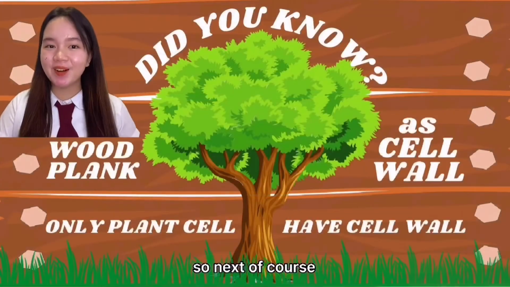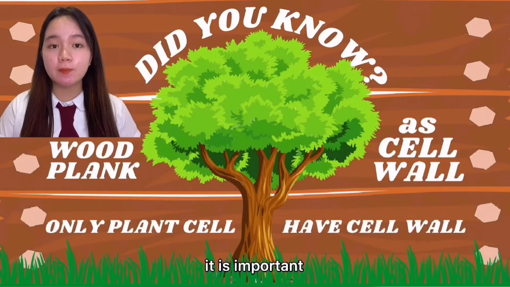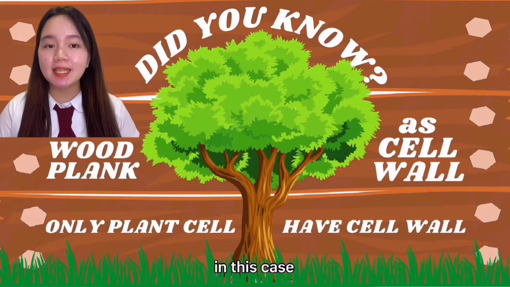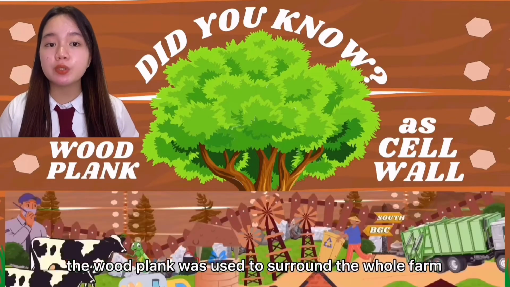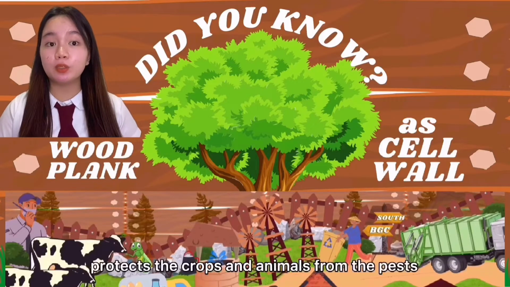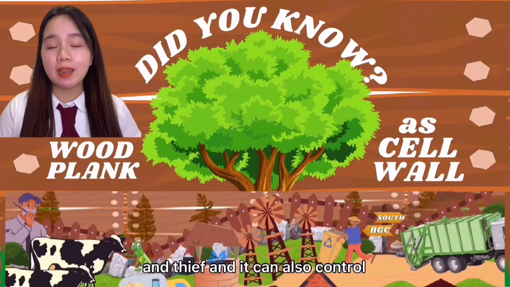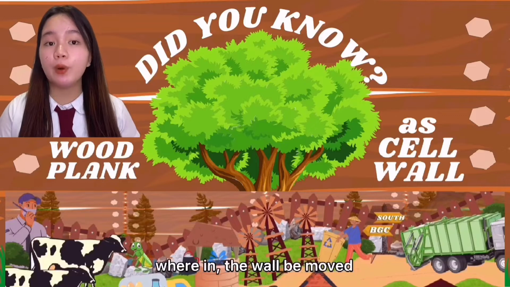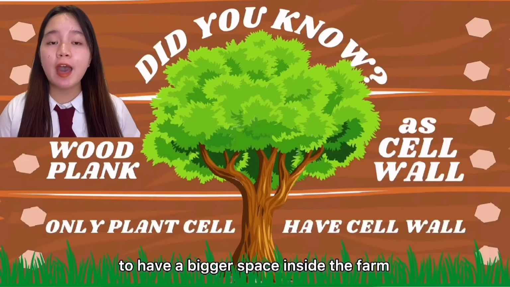So next, of course, in every place, it is important to have a wall that surrounds your property. In this case, the wood plank was used to surround the whole farm in order to maintain how big the farm is. And it also protects the crops and animals from the pests and thieves. And it can also control if the owner wants to have an expansion, wherein the wall will be moved to have a bigger space inside the farm.